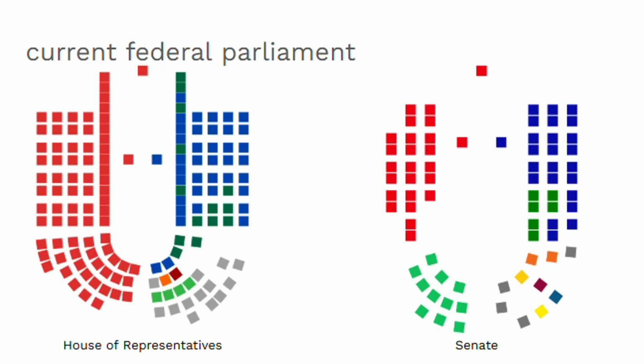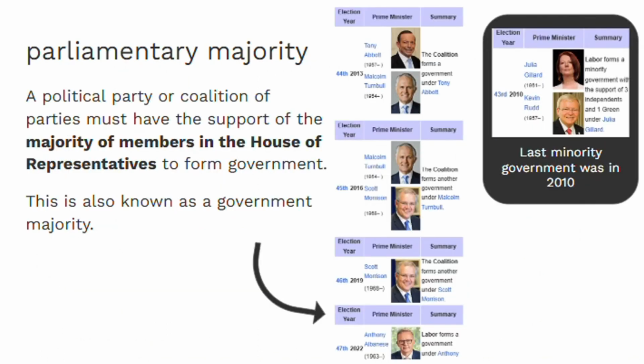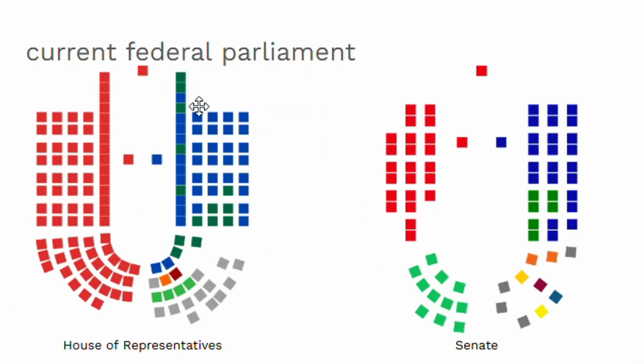Looking at this graph, as we've just touched on, the House of Representatives is the one that forms government. What that means is you need a majority in the House of Representatives to form government. That's having a majority of the members, and you can see here that Albanese, Scott Morrison, Malcolm Turnbull, and Tony Abbott have all had majority governments, which means they've all had a majority within the House of Representatives.